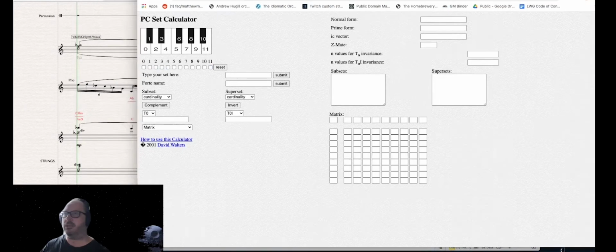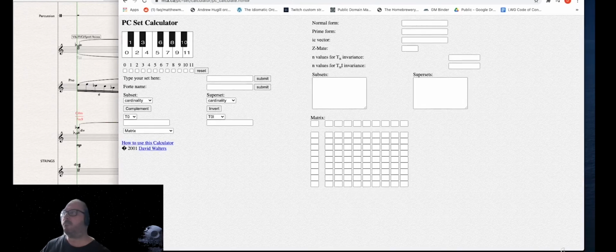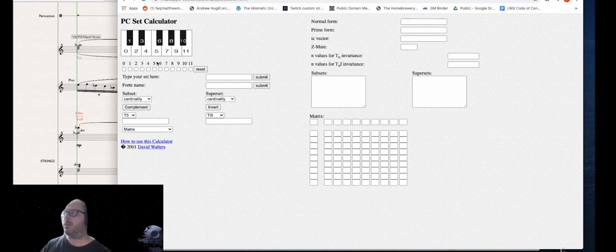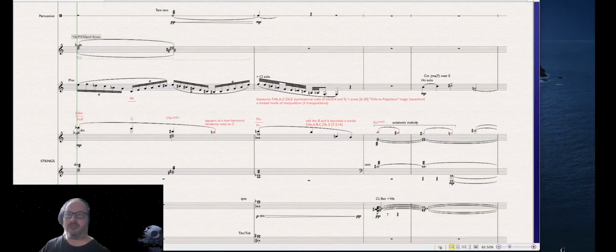For those of you who are not necessarily familiar with pitch class sets, it's just a way of analysing notes, melodies and chords that don't necessarily conform to a common chord or key. So it was a way of analysing atonal music. Without getting into too much detail, what I did is I put what I thought was a sensible collection of notes into the PC set calculator, and it gave me various numbers.